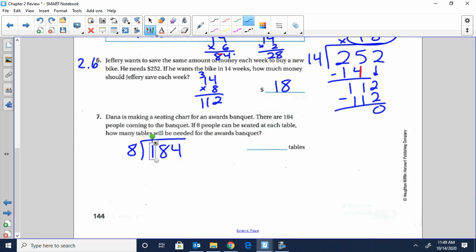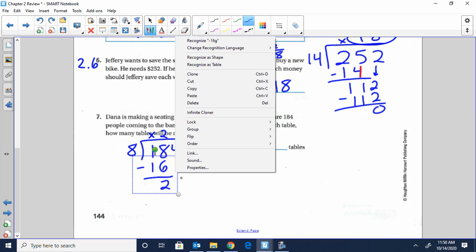Now, if we have any leftovers, we're going to have to really think about what to do with the remaining people. So 8 does not go into 1, but 8 goes into 18 twice. That would be 16. When I subtract, I get 2. Bring down my 4.